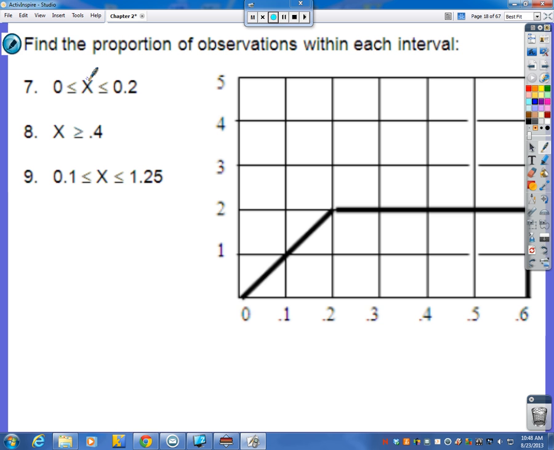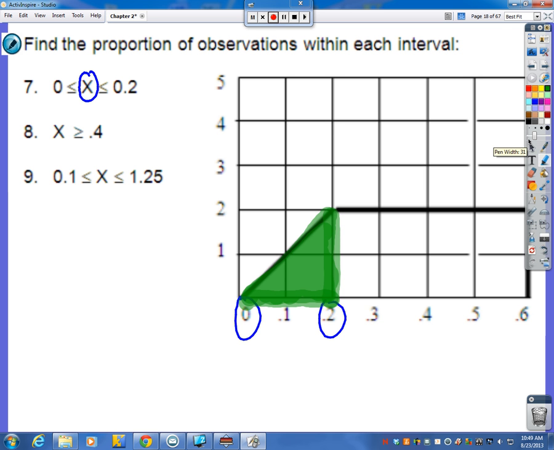We want to find, and x represents any values, that are between 0 and 0.2. Well, here's 0, here's 0.2. So really, I'm wanting to find the area underneath the curve, bounded by 0.2 and 0 on the horizontal axis here. So really, I want to find the area of a triangle. Like, oh man, geometry, I gotta remember how to find the area of a triangle? Dude, that's been forever ago. Well, hopefully it's not that bad.